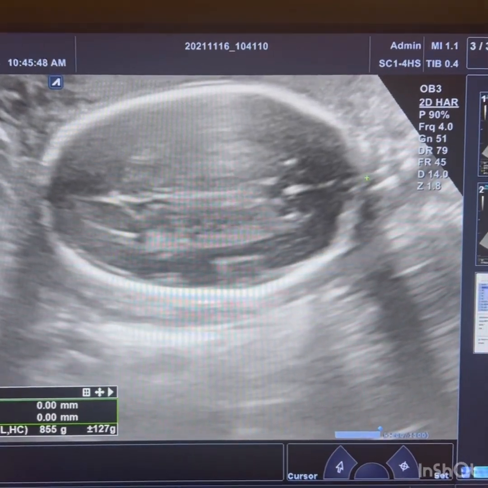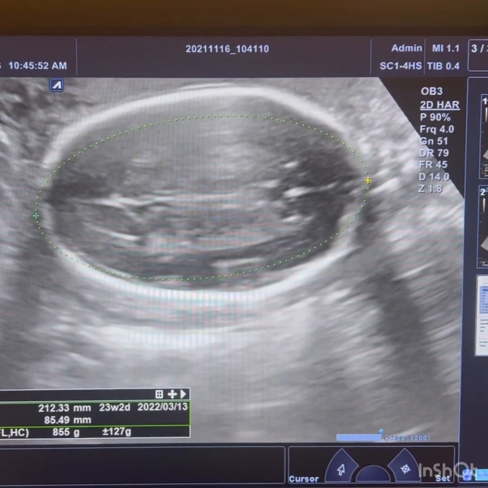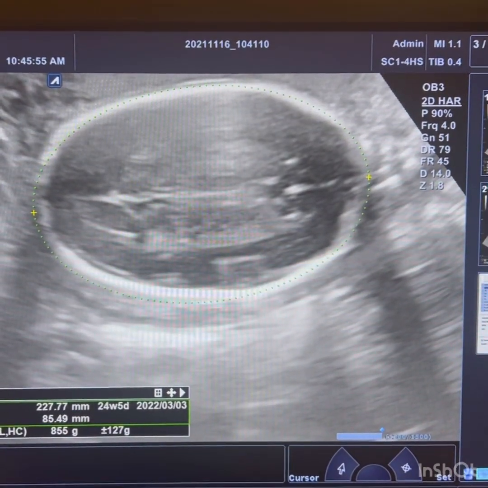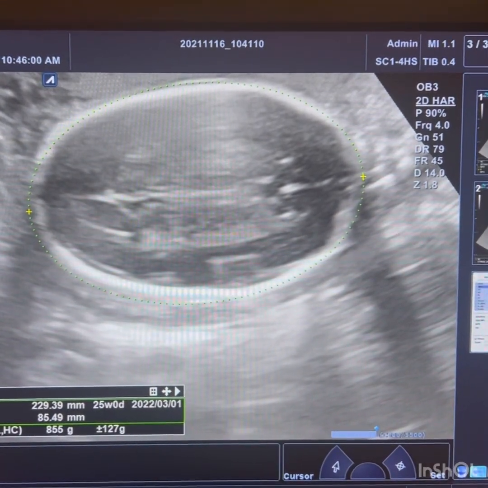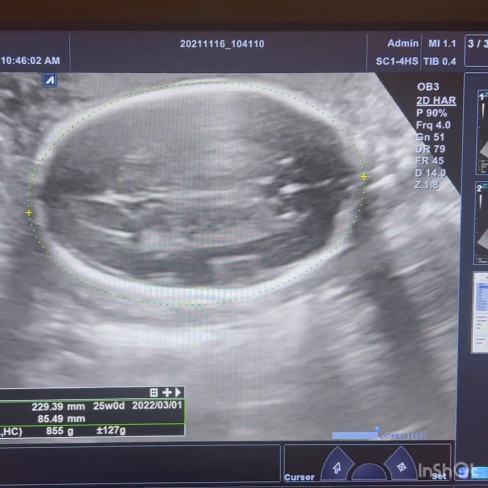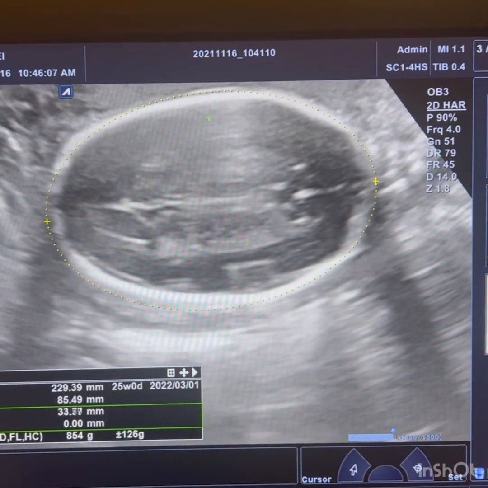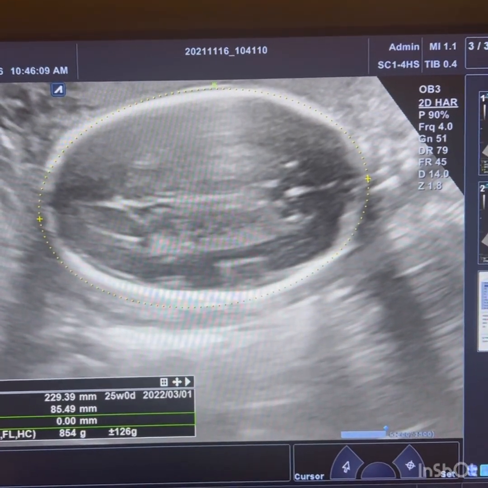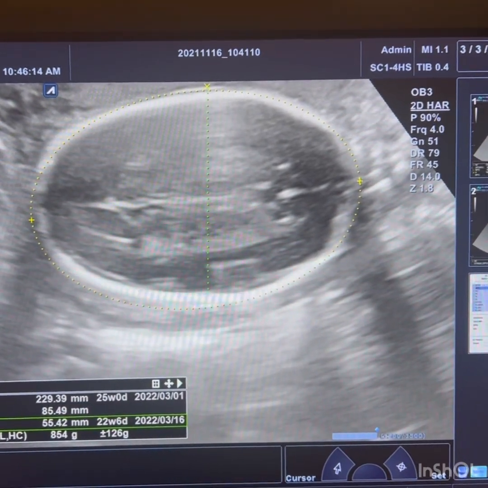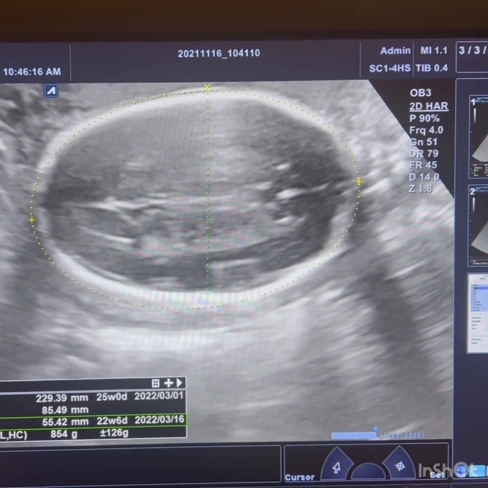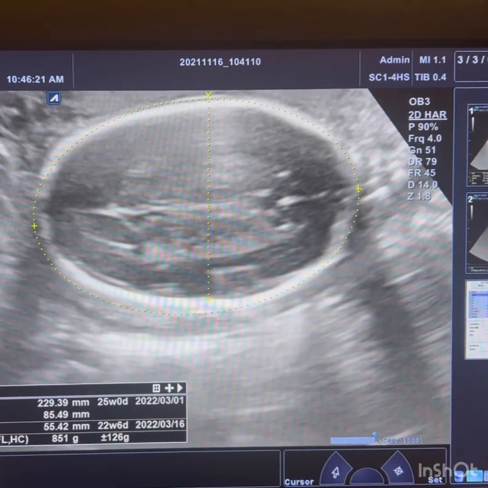If we measure head circumference, it would be 23 centimeters, compatible with 25 weeks of gestational age. And if we measure biparietal diameter, it would be 55 millimeters, compatible with 22 weeks and 6 days. As we can see, there is a discrepancy between head circumference and biparietal diameter.